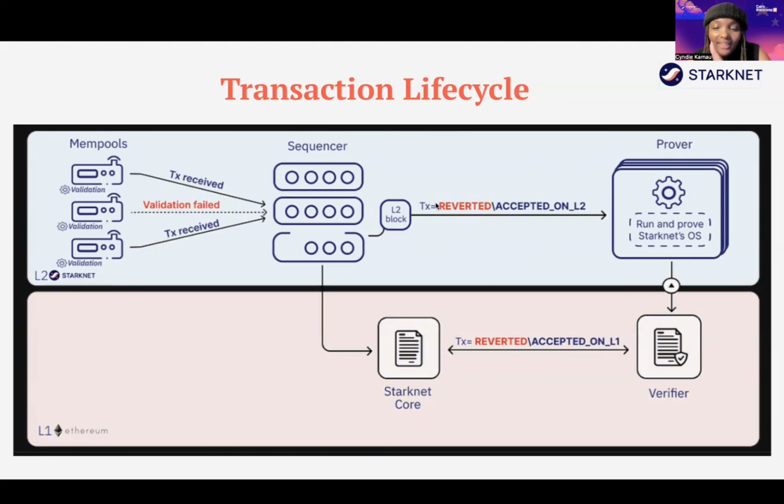Transactions have two tags. We have accepted on L2 and we have reverted. So what is happening here? Remember, the sequencer has its own checks, okay?